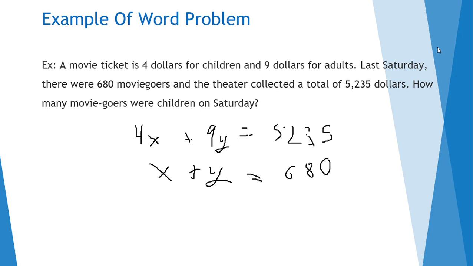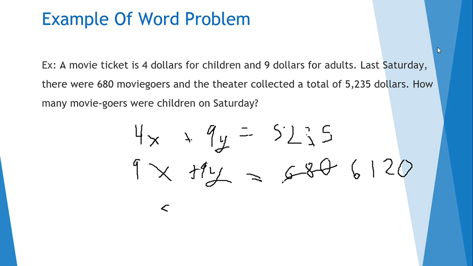Since I want to figure out children, I want to keep children untouched, so I'm going to try to eliminate adults, which is this y variable. What I would do to use elimination on this problem is multiply everything by 9, so I get 9y and 9y, and 680 times 9, I'm just going to do that on my calculator, but you can always do regular multiplication. That would give me 6,120. Since this number is bigger than this number and this number is bigger than this number, I'm just going to subtract that way.